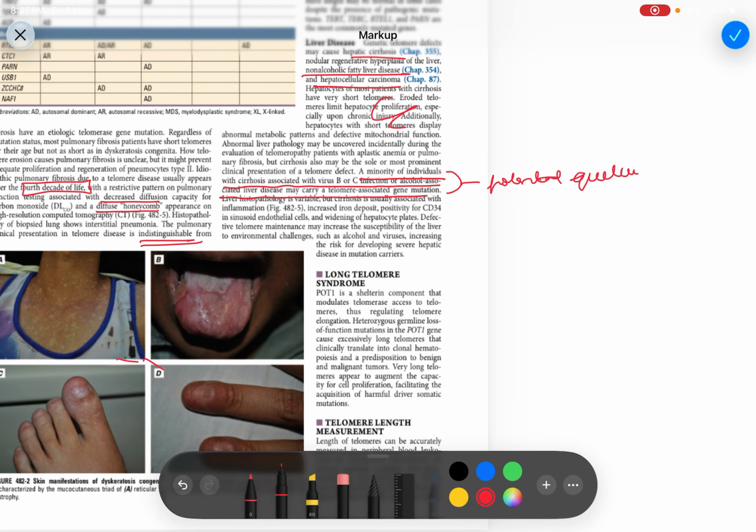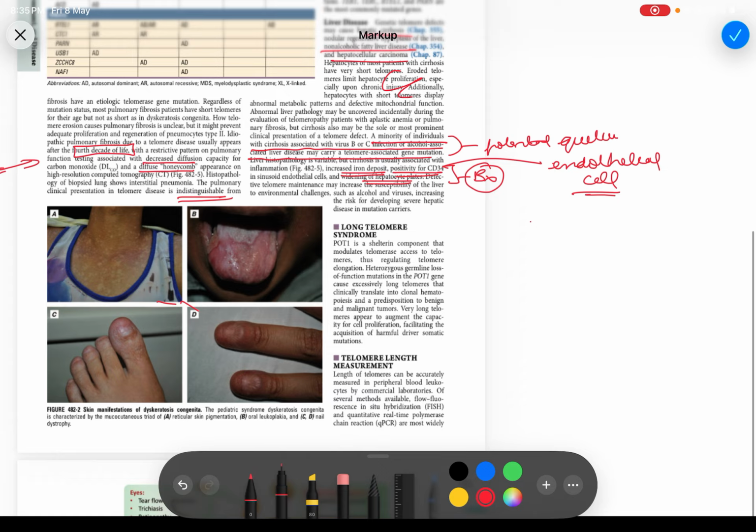Remember that it is positive for CD34, with iron deposits and widening of hepatic plates. This is the biopsy. They can ask this. CD34 is a marker for endothelial cells, which is seen in the sinusoid. So don't worry, it is a common thing.